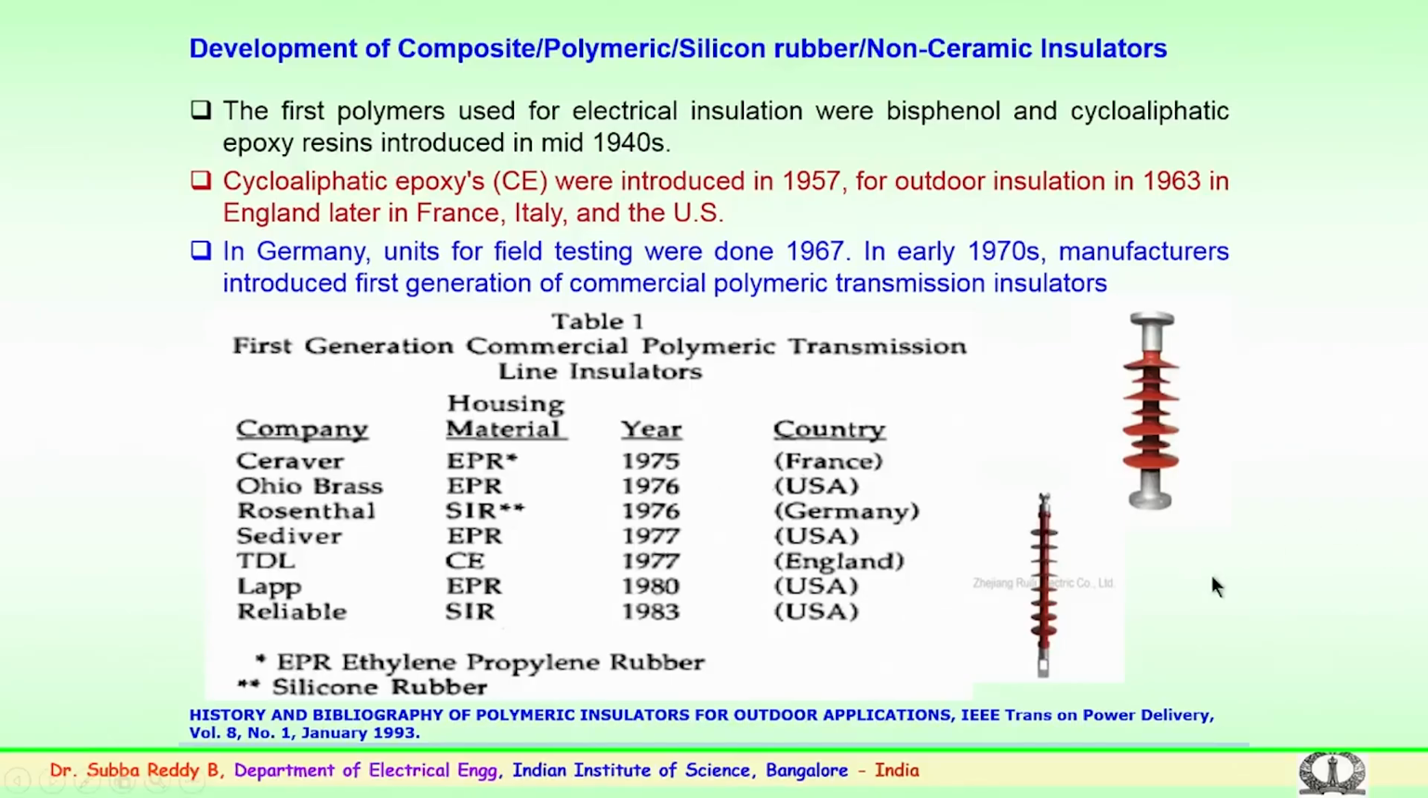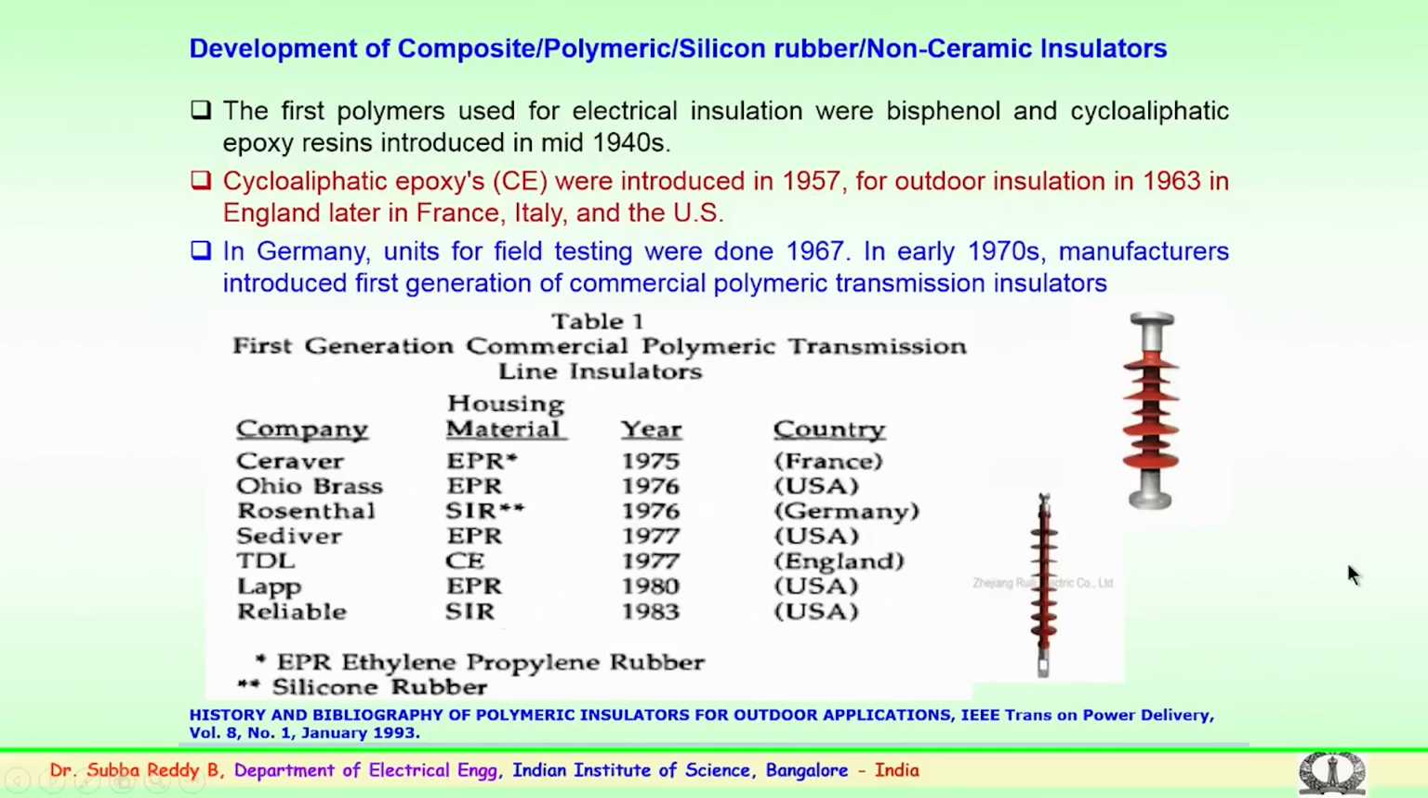This is where the silicon rubber insulator looks like this. You have metal end fittings, you have a silicon rubber housing, and from the metal fittings inside there is a fiberglass rod, on which this silicon rubber or the ethylene propylene rubber has been fixed. So, this is how the polymer insulator looks.